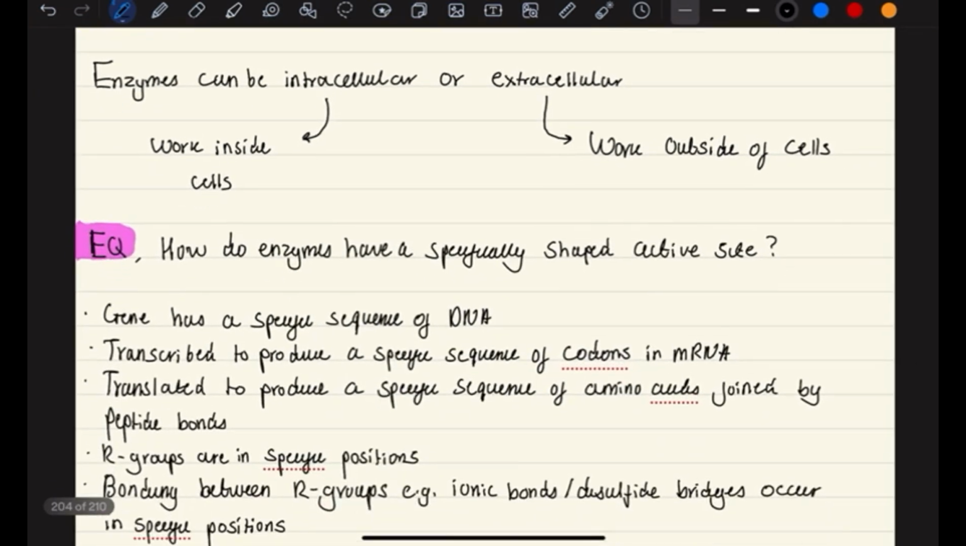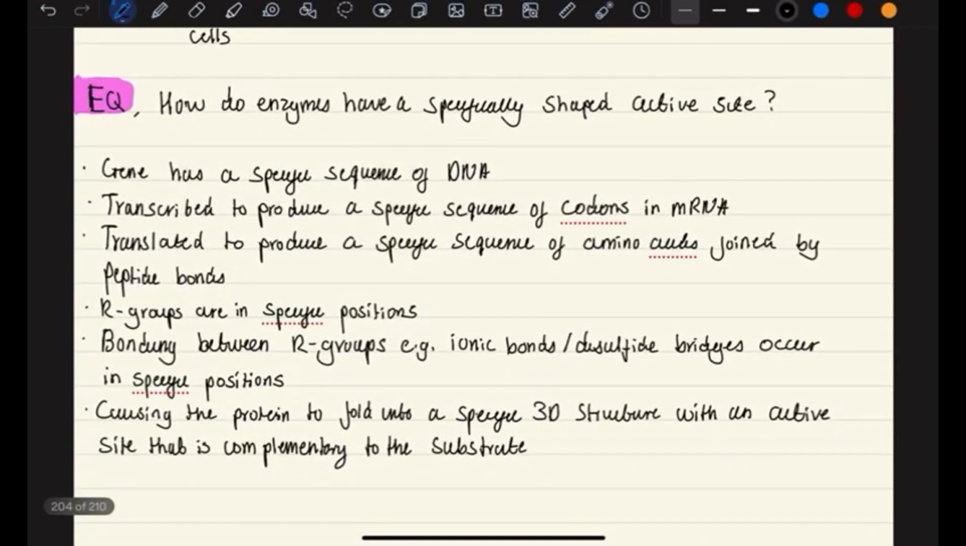What I really want to get to is an exam question: how do enzymes have a specifically shaped active site? This will come up every single year without fail, so it's really good to know. What you want to say is: a gene has a specific sequence of DNA, transcribed to produce a specific sequence of codons in mRNA, translated to produce a specific sequence of amino acids joined by peptide bonds, or primary structure. R groups are in specific positions, so the bonding between R groups, for example ionic bonds, forms bridges. Always say an example whenever you talk about bonding between R groups. Examiners love it. And that then causes the protein to form a specific 3D structure with a specifically shaped active site that is complementary to the substrate.